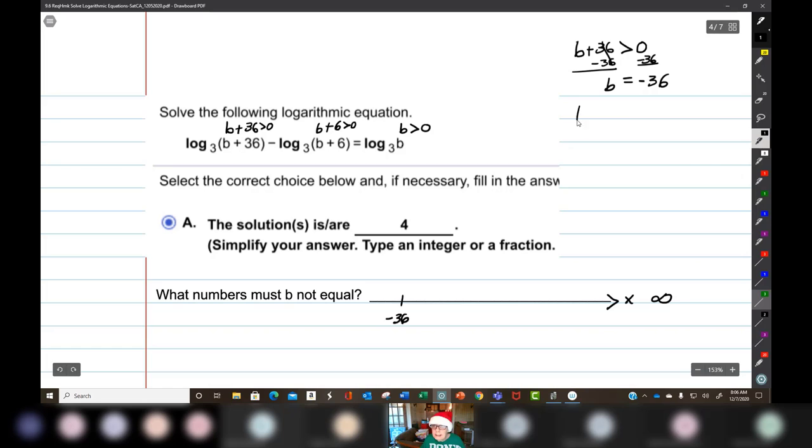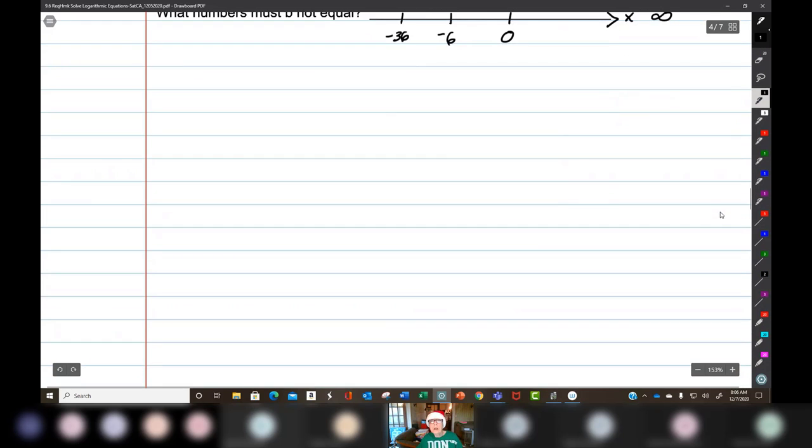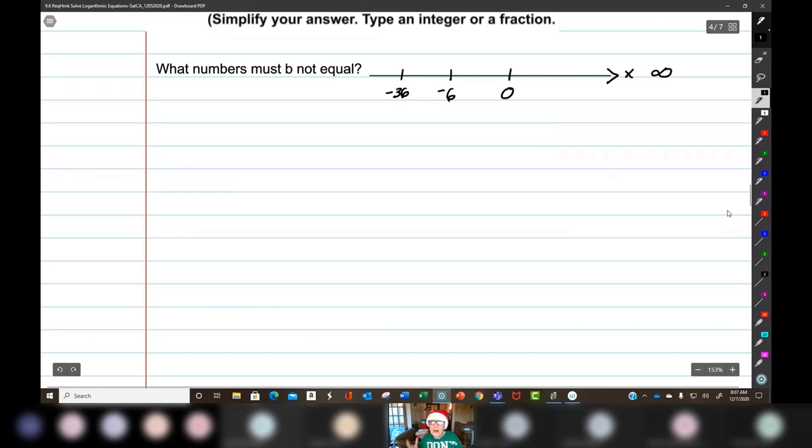All right, B plus 6 is greater than zero. Subtract 6 from both sides. Takes less room to do it that way. So B is going to be strictly greater than 0 minus 6, which is negative 6. I'll put that right here. And then we have B is strictly greater than 0. Now, I do recommend using colors if you can. Just because it's more fun, you might as well make it fun.